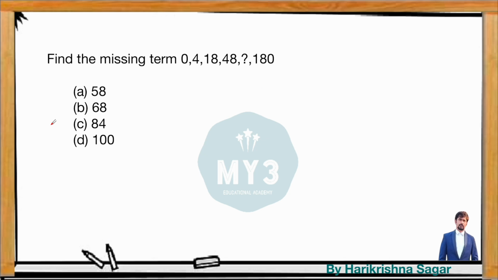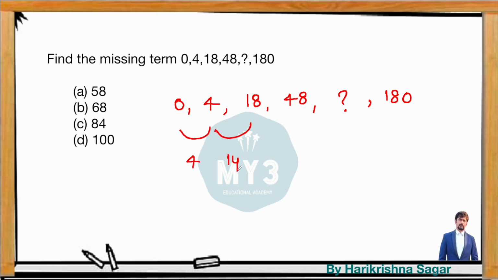Next question on the screen. Find the missing term here. We have the terms 0, 4, 18, 48, question mark, and 180. So we have to find out the question mark value. To find it, I am going with the level of difference as usual. The difference here is 4, and the next difference is 14, and the next difference is 30.